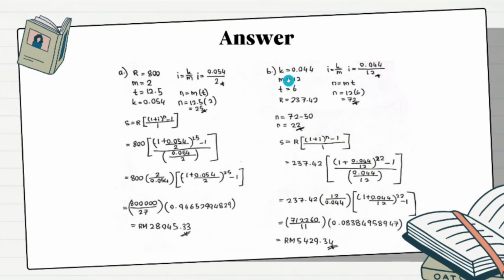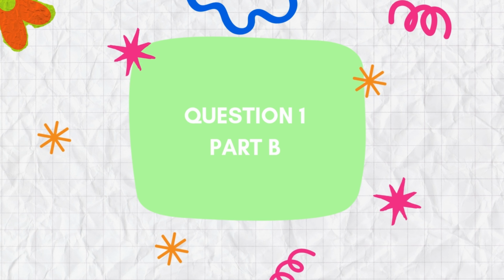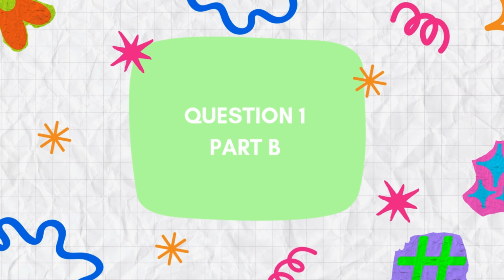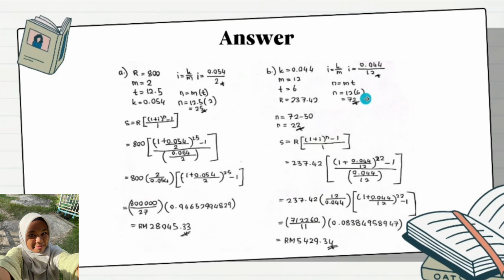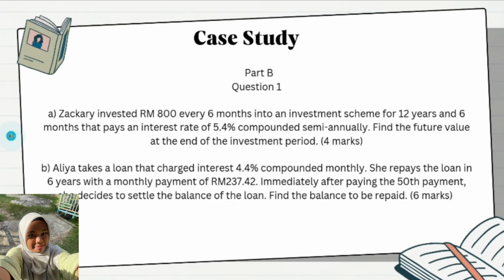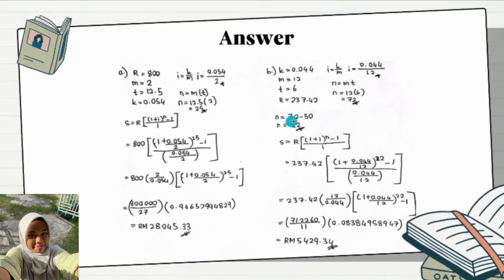K equal to 0.044 and M equal to 12 and T equal to 6 and R equal to 237.42. So first of all, we need to find I. I is equal to K divided by M. So I equal to 0.044 divided by 12, and we got that I. So next we need to find N. N equal to MT. So 12 multiple 6 and we got 72. 72 minus 50. Why? Because the question said after paying 50th payment. So we need to minus it with 50. And then we got 22.